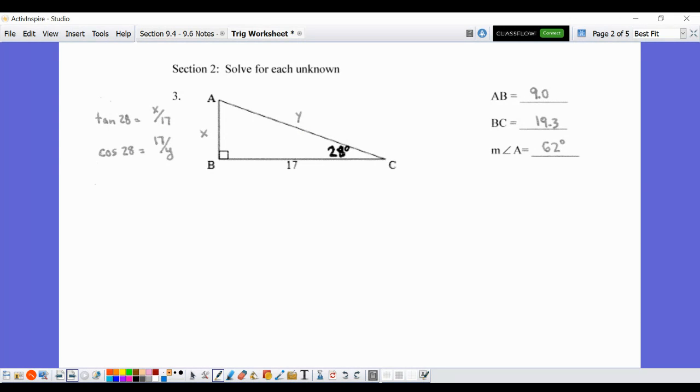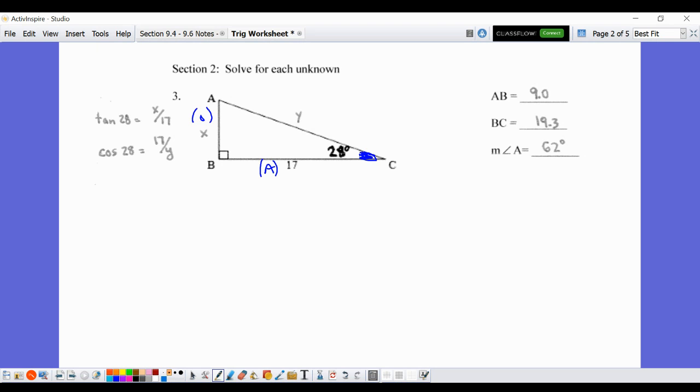Now, looking at each one of these problems, sometimes the variable's on the bottom, sometimes the variable's on the top. So let's take a look here at number 3. 28 degrees is the given angle, so let's just make that our vantage point. We're letting SOHCAHTOA do the work for us. To solve for x, which is AB right here, I'm looking at the opposite, and I'm given 17, the adjacent. Therefore, it's the tangent function. Tangent of 28 equals x over 17. I multiply both sides by 17.